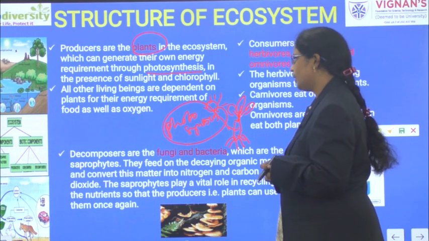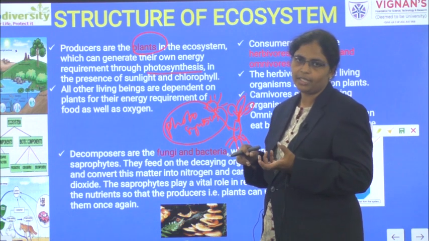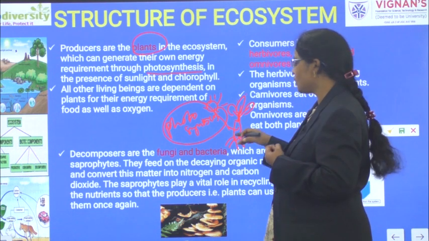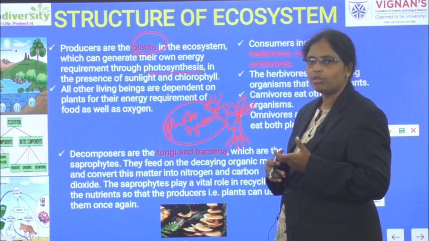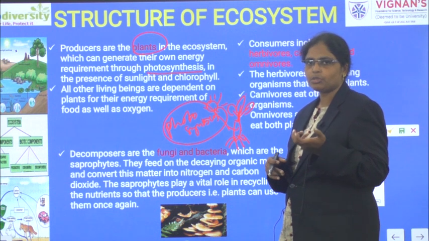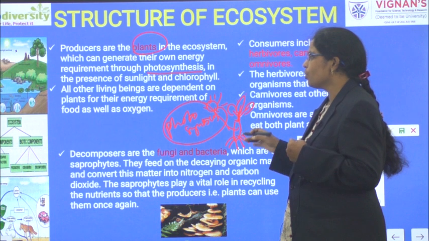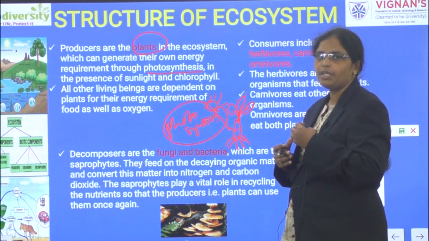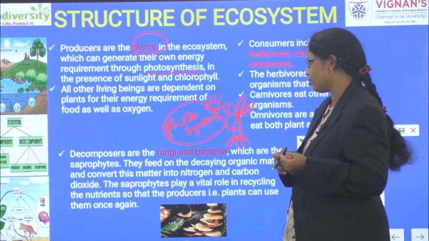And all other living beings depend on these plants for their energy. We are also depending on these plants. Every day we eat leafy vegetables. Not only vegetables, the tomatoes, carrots, everything comes from the plants only. So the consumers, we are consuming. These consumers are depending on the producers.